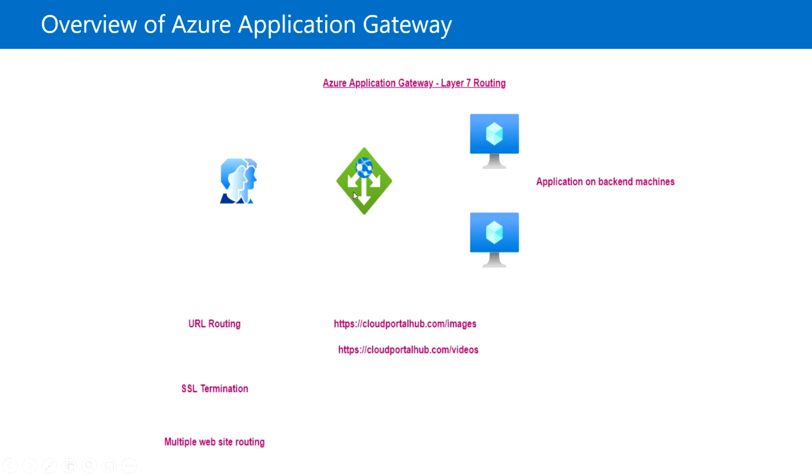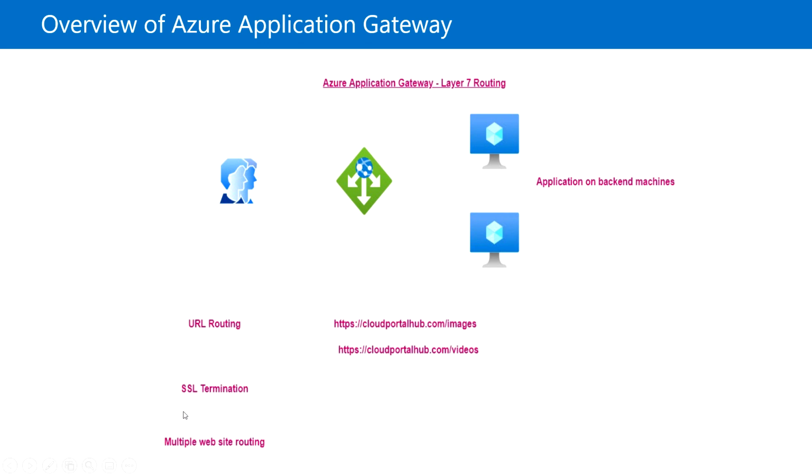Here in the application gateway, we can also do URL routing. Let's say we need to route the images URL to one of the virtual machines, and the videos, which are hosted on different virtual machines. So when the user tries to access these images, it will route the traffic to those virtual machines, and when they try to access a videos URL, it will again be routed to the different virtual machine where we have hosted them.